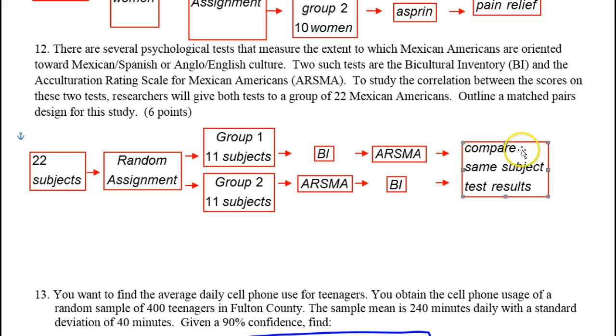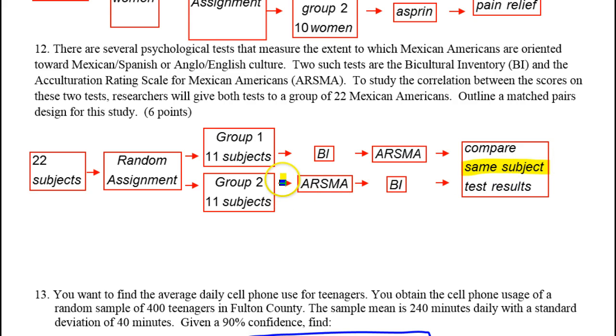But we have to be very careful how we word this. And there's a specific phrase I really need to see, and that specific phrase is same subject. Or you have to say something about comparing each subject to themselves. But this is a shorter way to say that. But you can't leave it out.